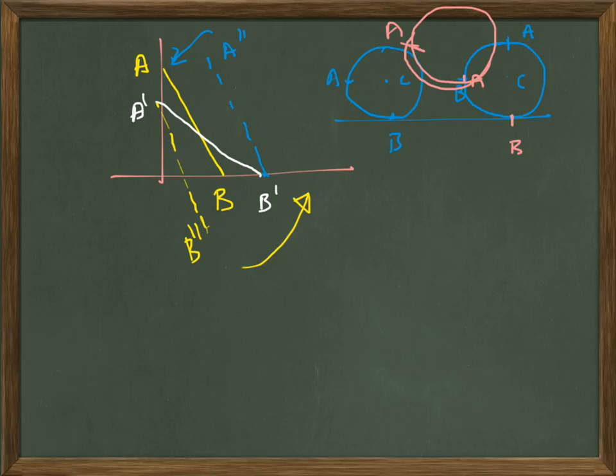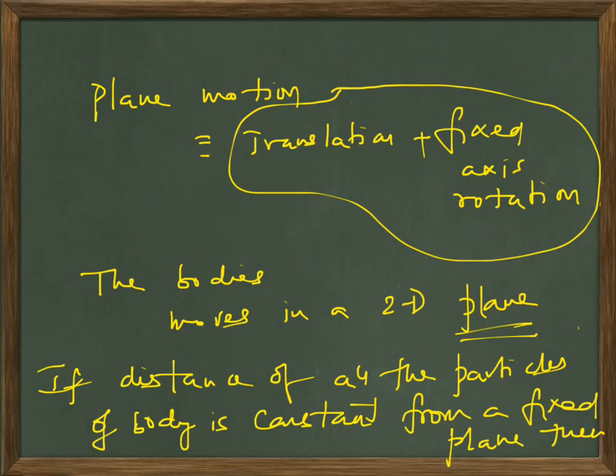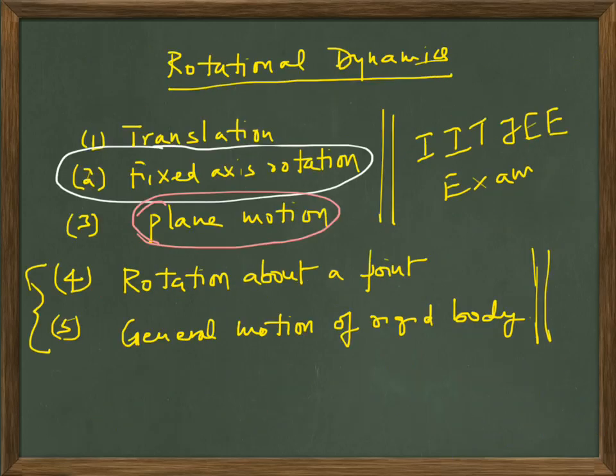That works. So, I have discussed up till now translation, fixed axis rotation and plane motion. I'll discuss briefly about the other two also. Rotation about a point means there is one point in the body which is fixed, which doesn't move. All other points can move in any way you want. This is called rotation about a point.